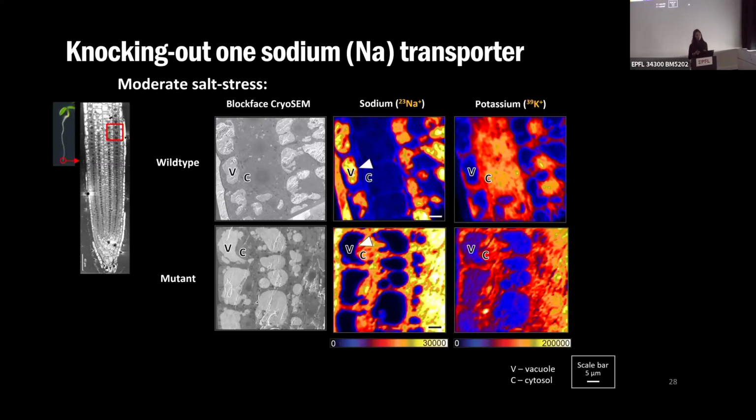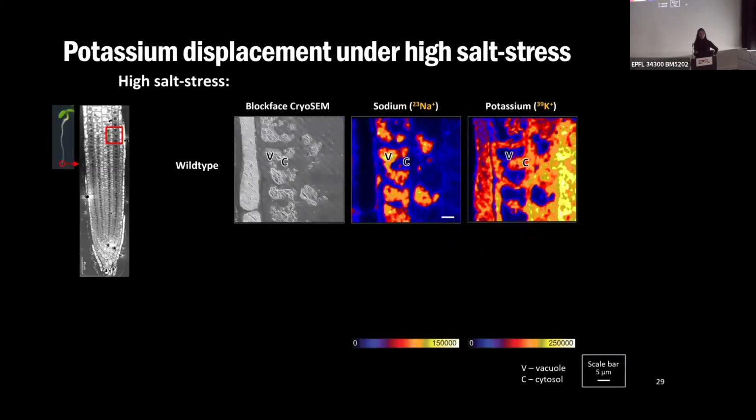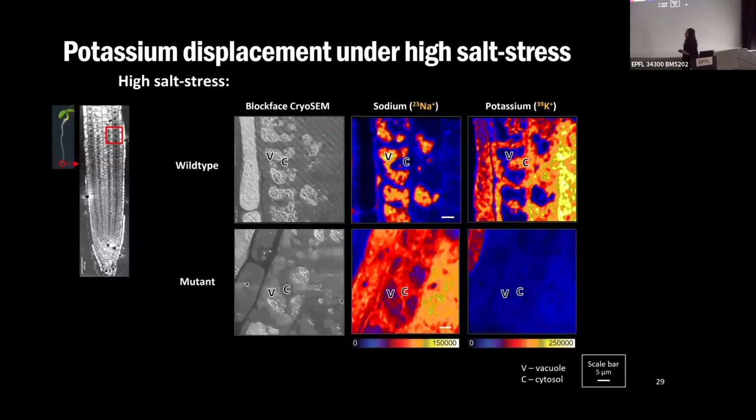But this shows how powerful it is to be able to visualize this difference within the cell and how these ions are redistributed within the cell using the cryo-nanoSIMS. And then, of course, we can't stop with this. We want to push the stress a little more and see what really happens to the plant. For a wild type or normal plant, which has all its components intact, you see that the increased salt stress still results in the sodium going into the vacuole and accumulating there. But in this case, for the mutant, at the level of stress which is toxic to the plant, you start to see a very different picture.